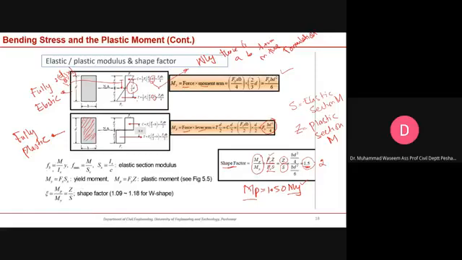If we go back to our previous knowledge, you might have seen that the bending stresses can be estimated with this formulation, M y by Ix. And Sx is the elastic section modulus, which is I by c. So you can also estimate the yield moment with this formulation.